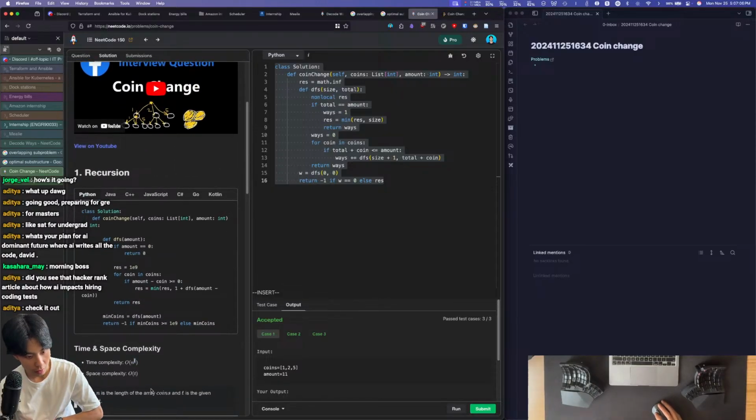T is the length of coins array. Wait, N is the length of the array coins. T is the given amount. Right, because worst case scenario, you could have depth of T. Yeah. Space complexity would be T being the number of coins. Yeah, I can see that.